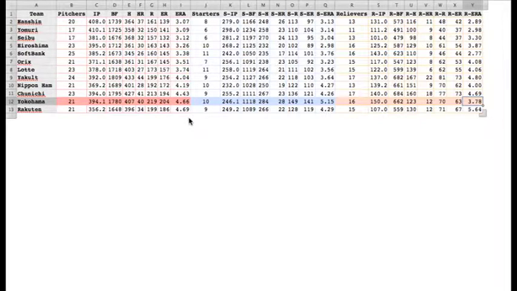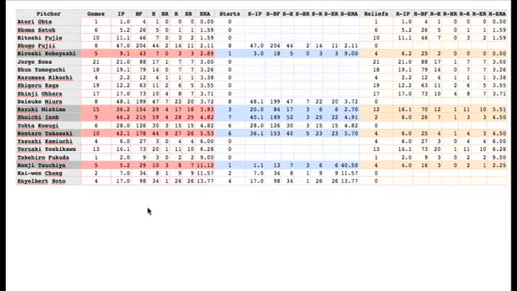But now, let's take a slightly closer look at what's going on with Yokohama's pitchers. I divided everybody up with their starting and relieving statistics. As you can see, there are five pitchers who have both started and relieved so far this season.